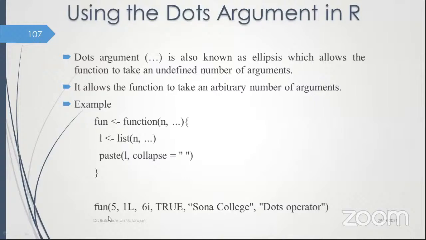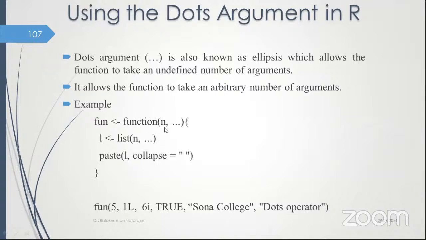There is a function given here. So fun is a function name. Initially I know about n alone. After which, these values will be passed, and that will be created as a list, and you're going to join it. The collapse character will be space, and that will be printed. So these values will be printed on your console.